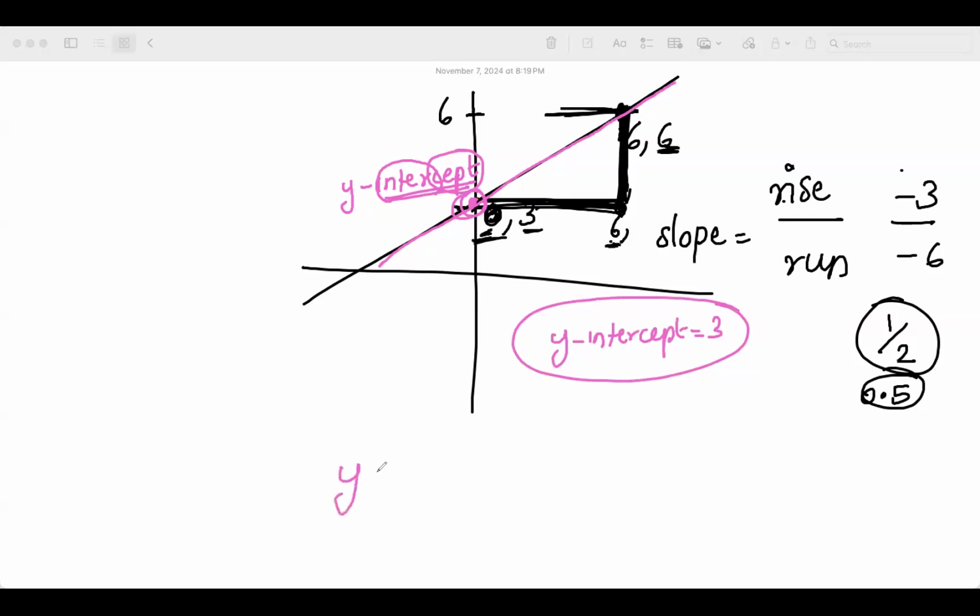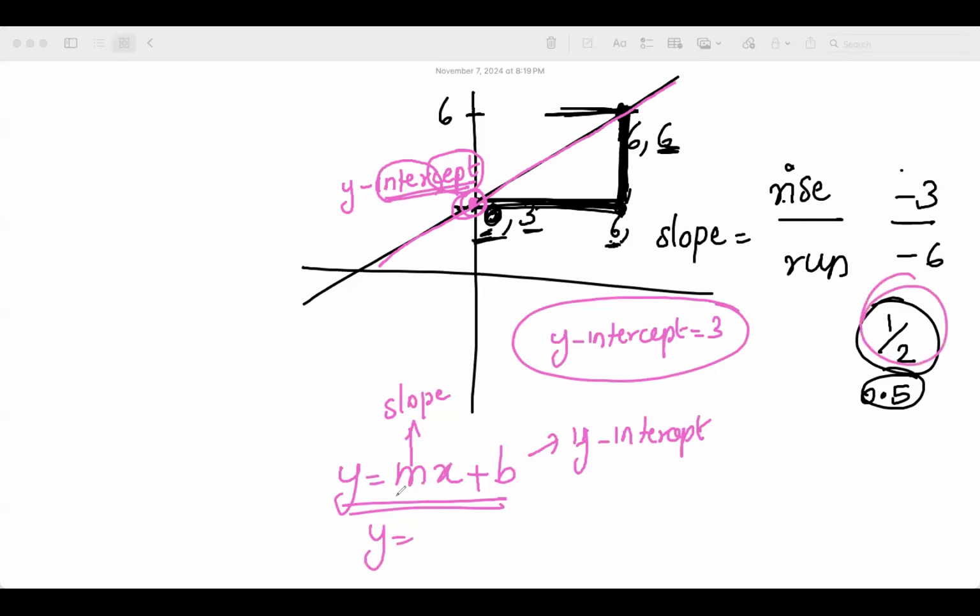So how do I write my line equation? The line equation is of this format, right? This is called the slope, and this indicates the y-intercept. So what value should I replace it with? y will be equal to half x, 0.5x, plus, what is the y-intercept value? 3. That is the equation of the line. Do you get it?